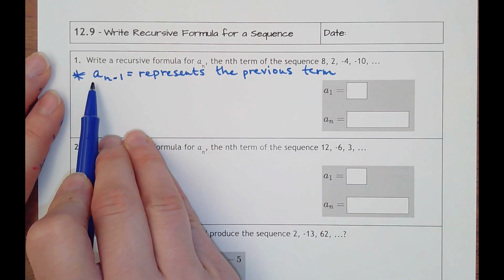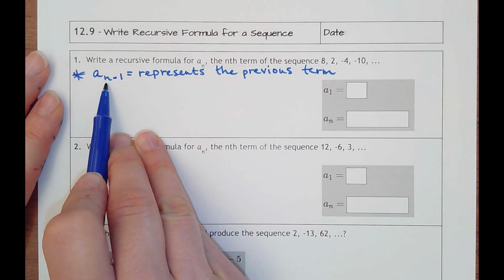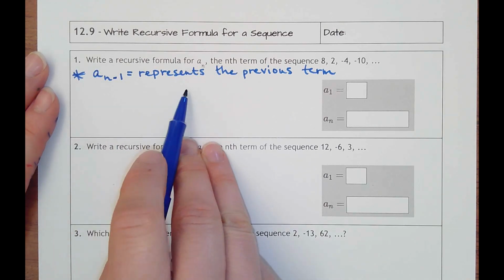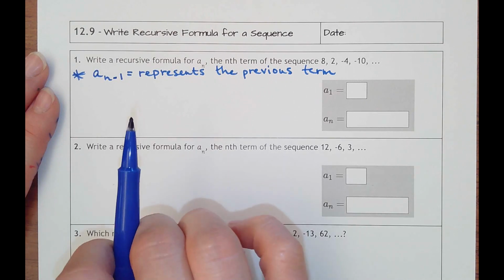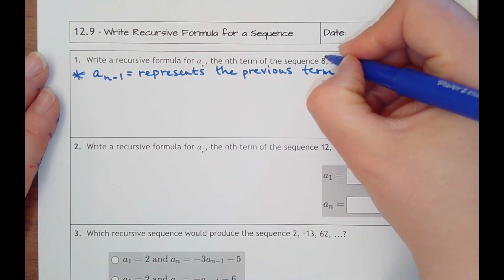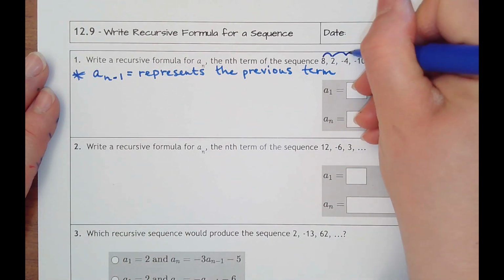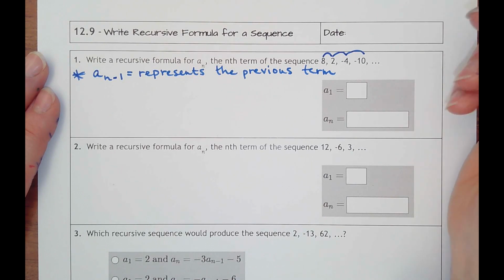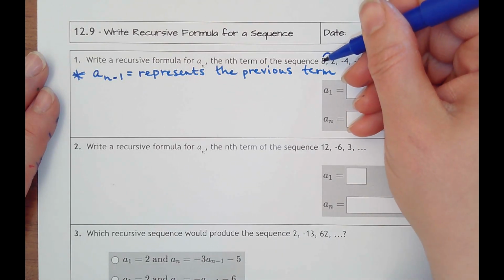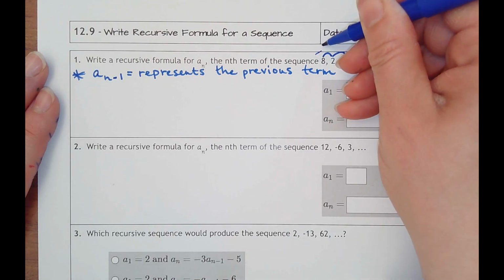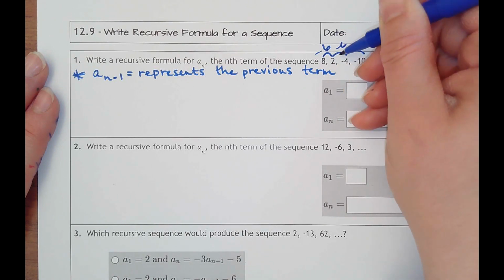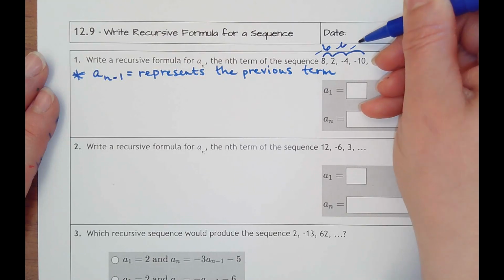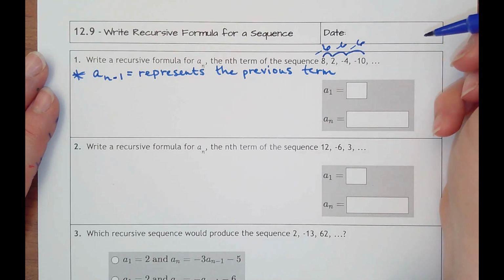So remember that this notation, a sub n minus 1, represents the previous term. So think of what you are doing to the previous term to get the next term. If I look at this sequence, I can see that there's a common difference, that this is an arithmetic sequence, because to get from 8 to 2, you're subtracting 6. And 2 minus 6 would be negative 4, and negative 4 minus 6 would be negative 10. So I know that common difference.